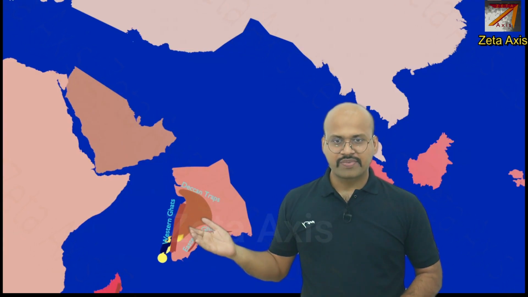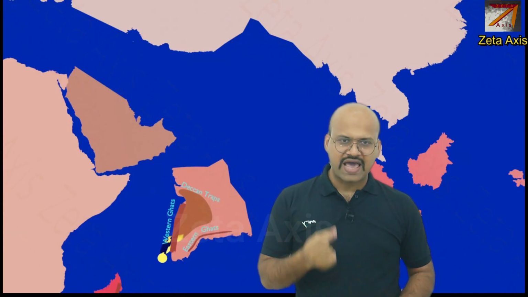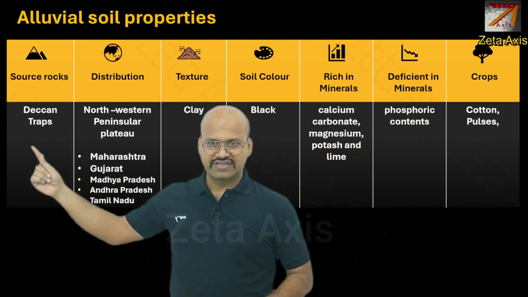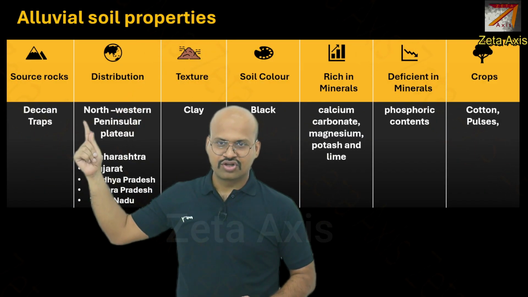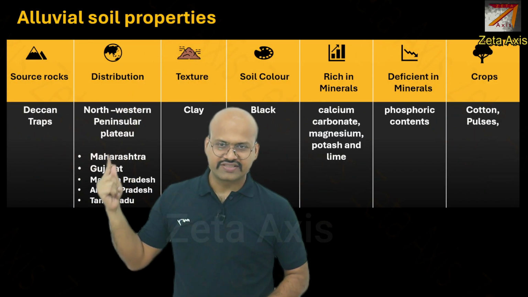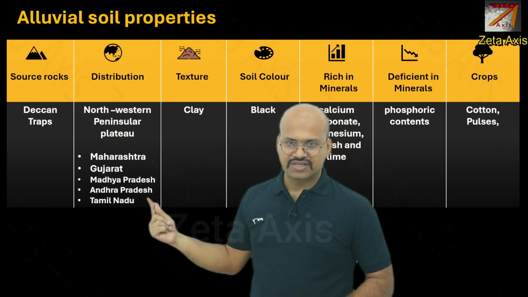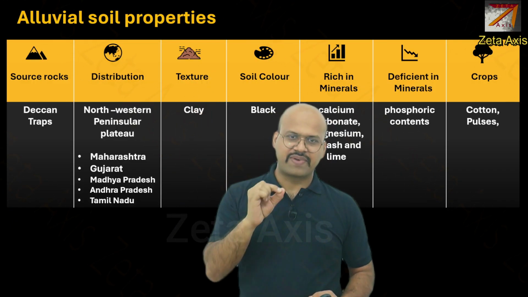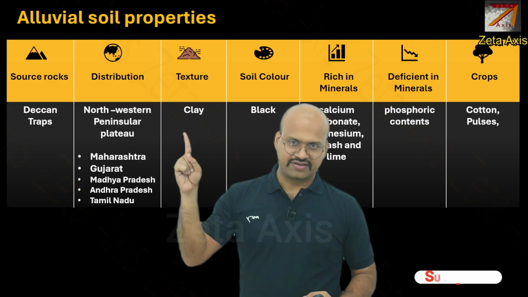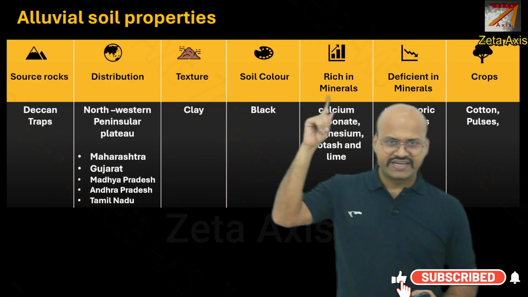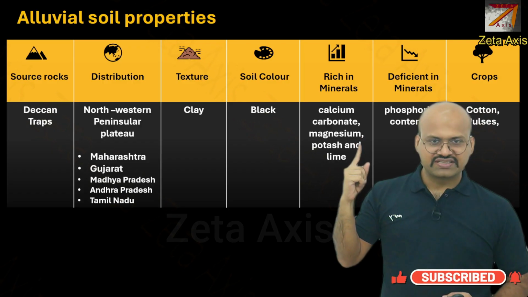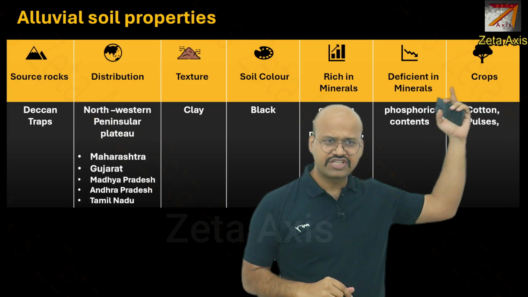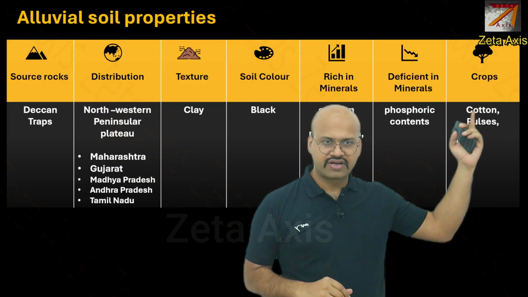So the soil which is formed by weathering of the Deccan traps is black in color and has distinct characteristics. So what are the characteristics? The source rock is the Deccan traps rock. Distribution: northwestern peninsular plateau. Basically it is in Maharashtra, Gujarat, Madhya Pradesh, Andhra Pradesh, Tamil Nadu and some regions of Karnataka. The texture is clay, so it is very fine particles. Therefore, it has a clay-like texture. The soil color is black. It is rich in minerals like calcium carbonate, magnesium, potassium and lime, and it is deficient in phosphoric content. The major crops which can be grown here are cotton and pulses.